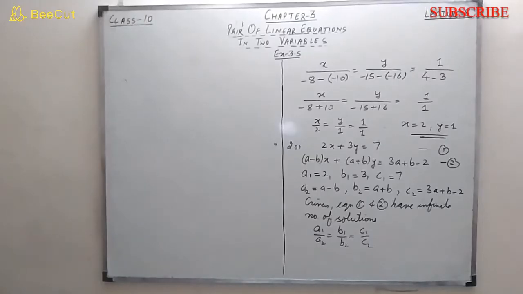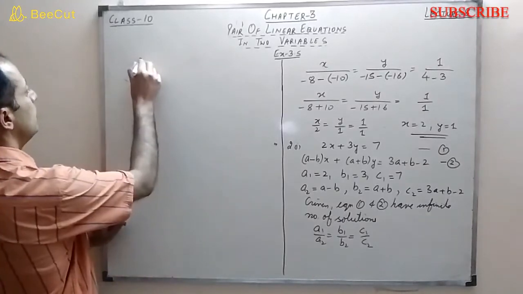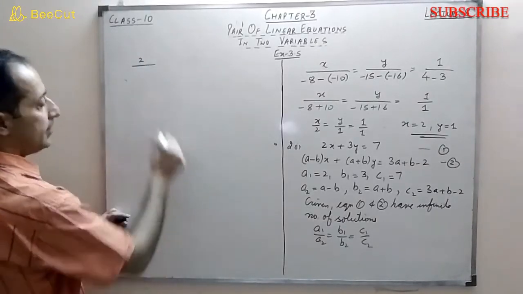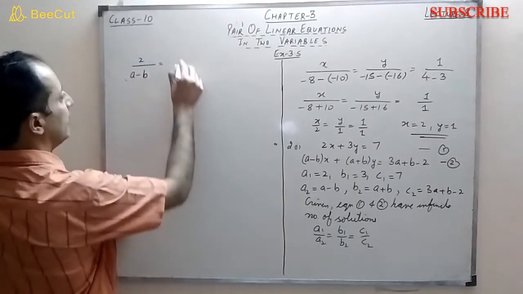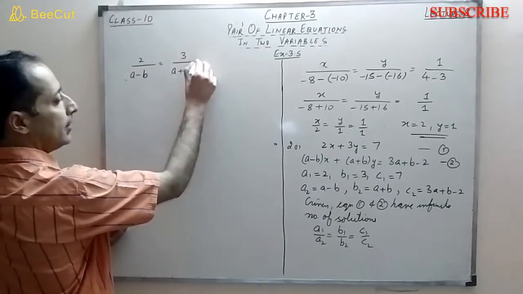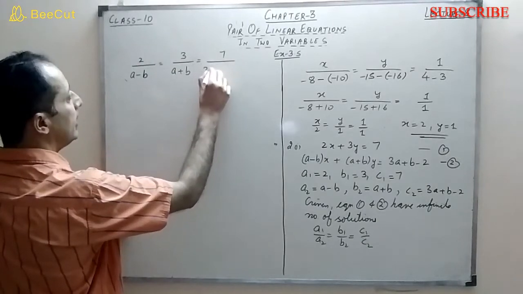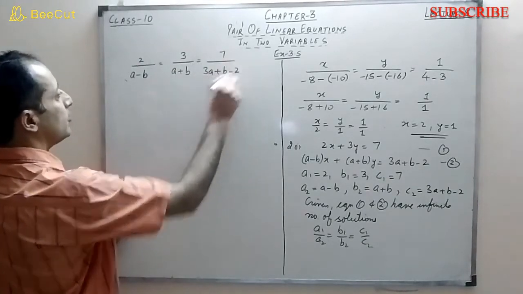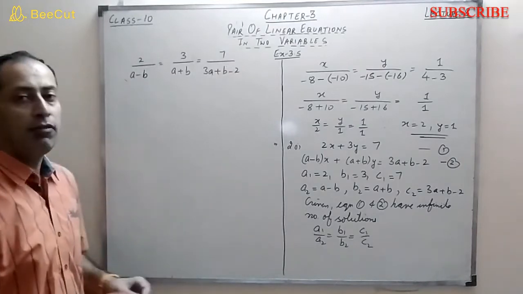So we use the condition a1 by a2 and we just substitute the values. a1 is 2, a2 is a minus b. Then I have b1 as 3 and b2 as a plus b. Then I have c1 as 7 and c2 as 3a plus b minus 2. Now, if you try to form pairs, you can form three pairs.